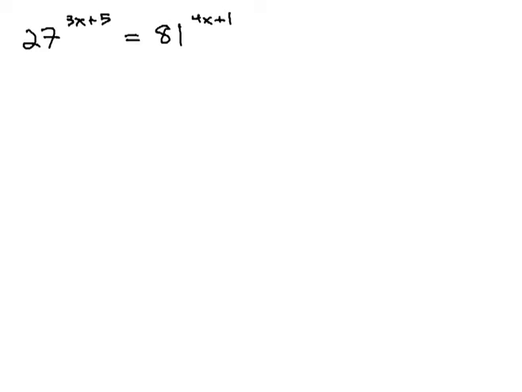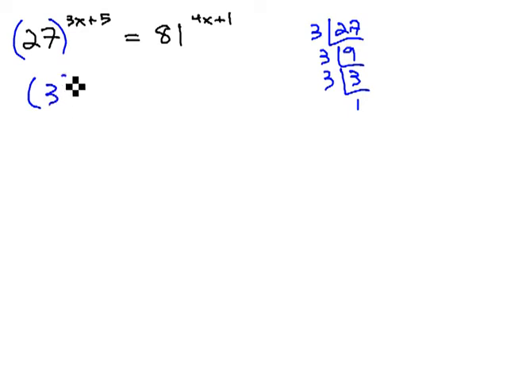Right now, we don't have the same base, so we're going to factor 27 and 81 and see if they give us the same base. 27 is divisible by 3 nine times, which is divisible by 3 three times, which is divisible by 3 once. So 27, I'm going to put it in parentheses with the exponent on the outside. 27 is 3 to the third power, and we have 3x plus 5 outside of it.